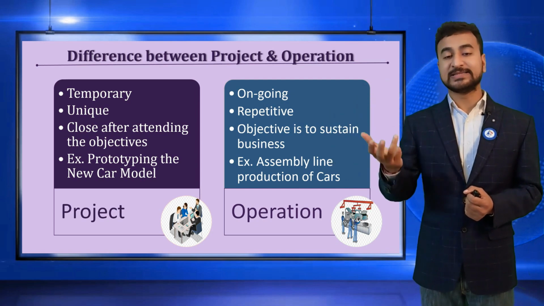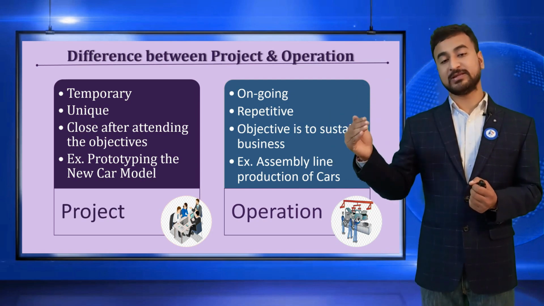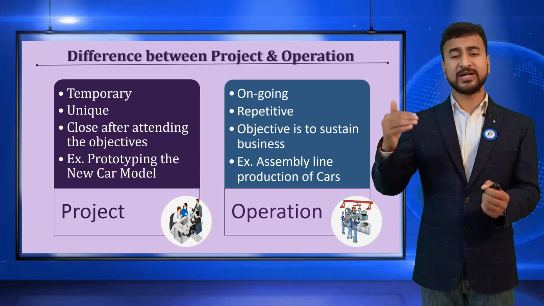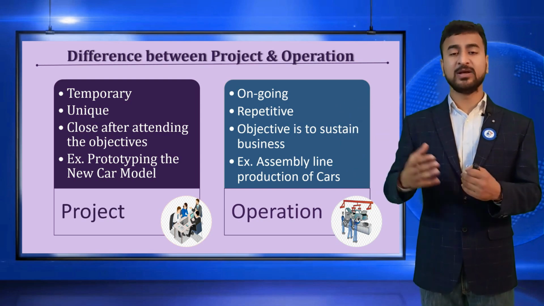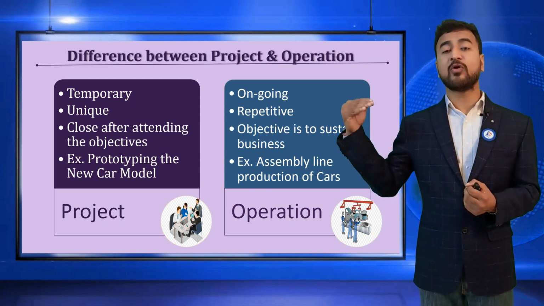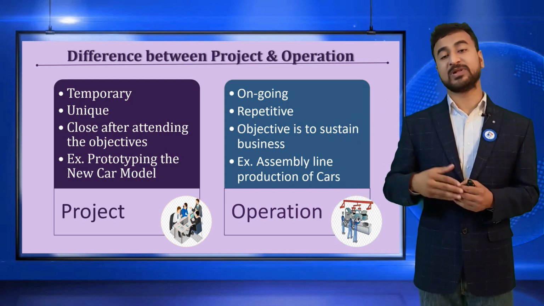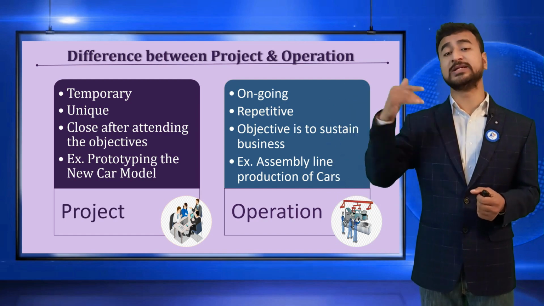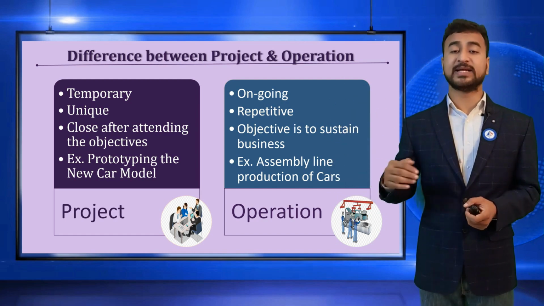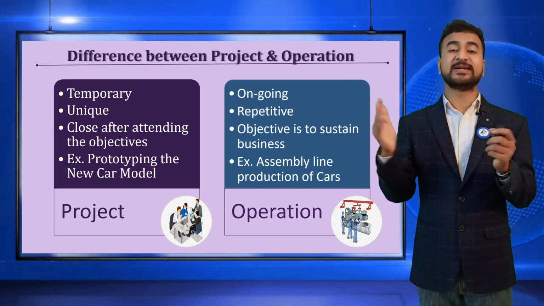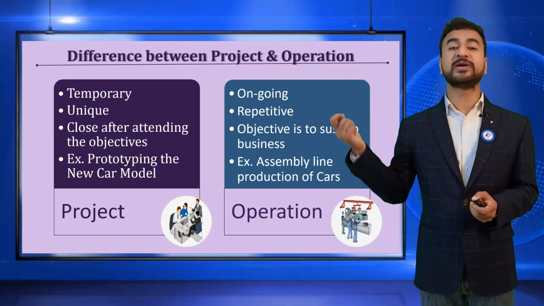Prototyping a car model is an example of a project. It starts with a 3-month time period, I come up with the prototype, and the project team is wound up. Whereas an operation, such as assembly line production of the car, is ongoing for 5 years, 10 years, until there is maturity in the product life cycle. So this is the difference between project and operation. Why have I given you this example?